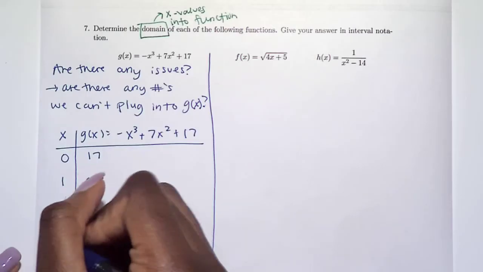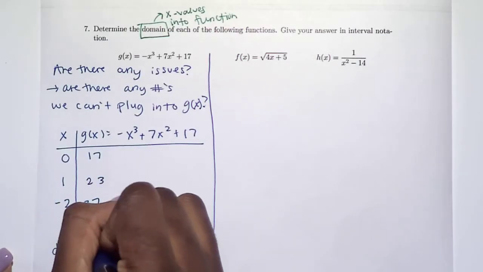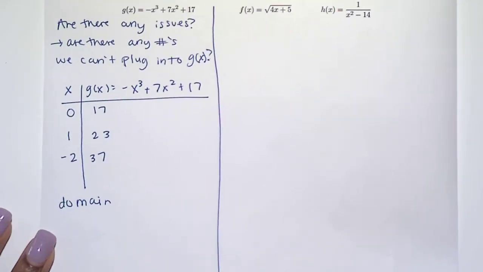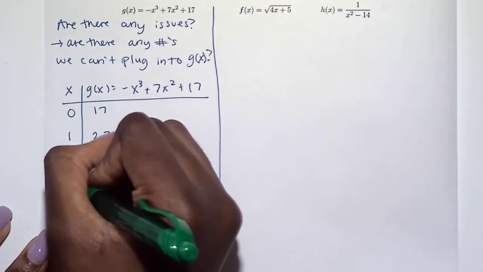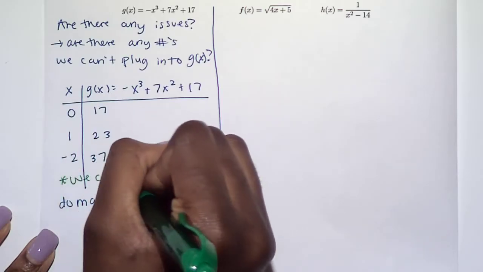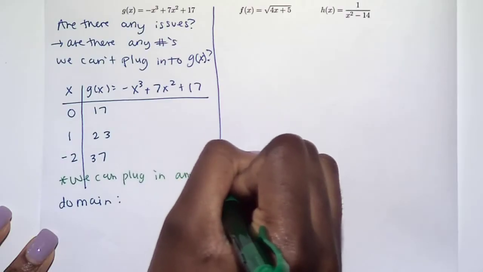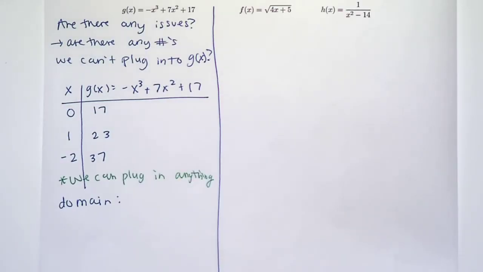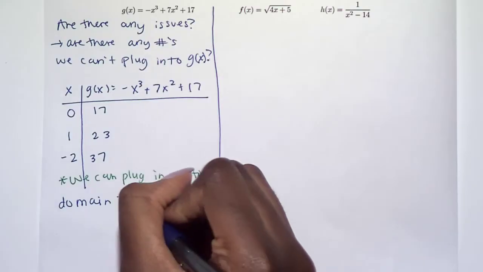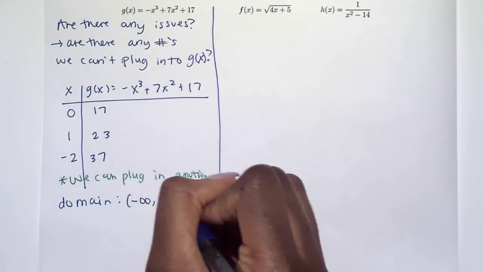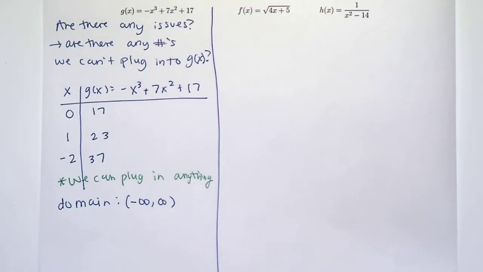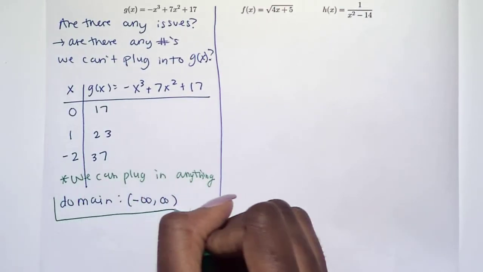So in interval notation, maybe I'll make a note here. We can plug in anything. So whenever you can plug in anything, the domain of the function is negative infinity to positive infinity. So all of the numbers on a number line. So this is our domain for the first one.